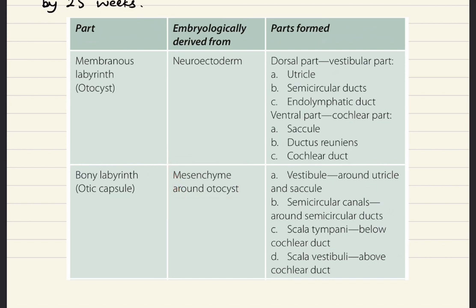It forms the vestibule, that is the space around the utricle and saccule, the semicircular canals, which are present around the semicircular ducts, and scala vestibuli and scala tympani around the cochlear duct. So, this completes the development of the inner ear.